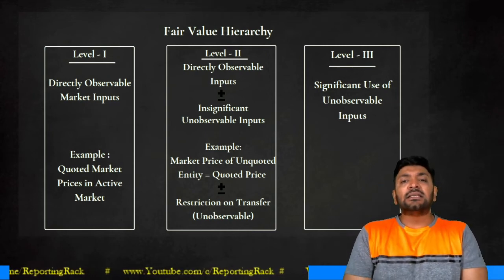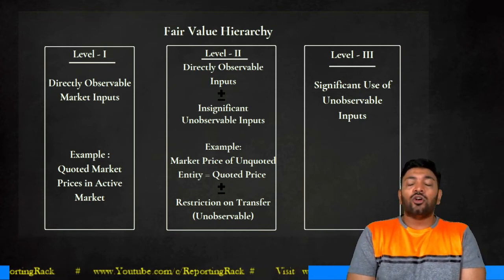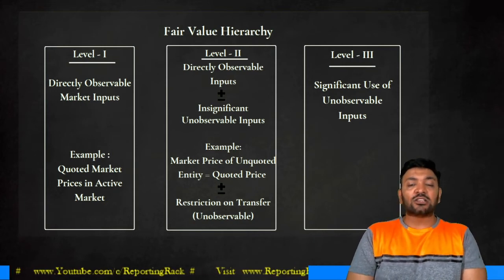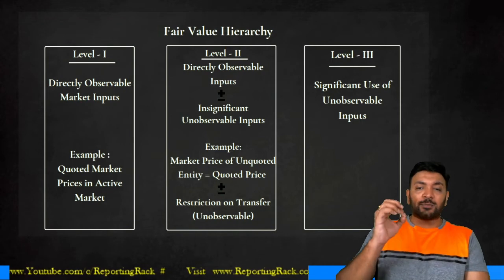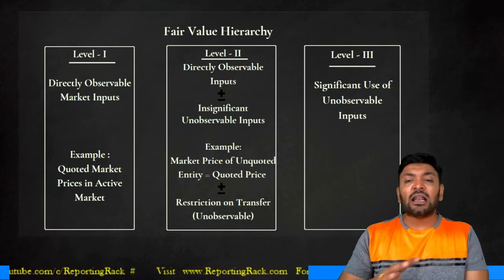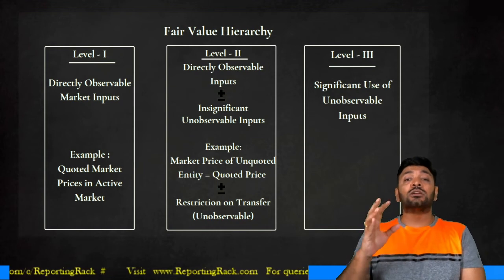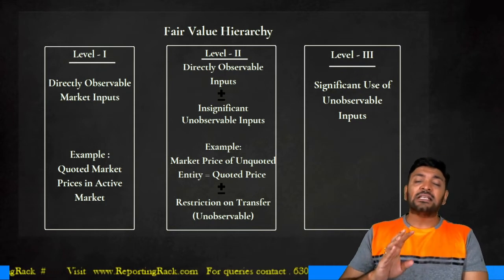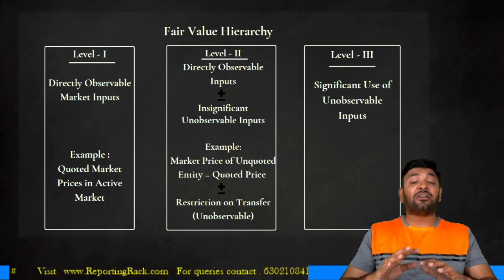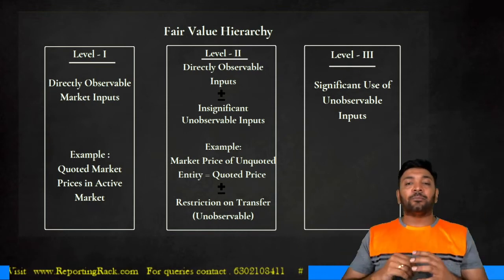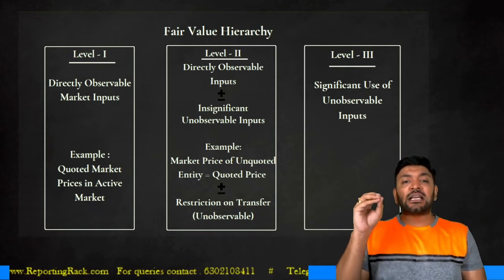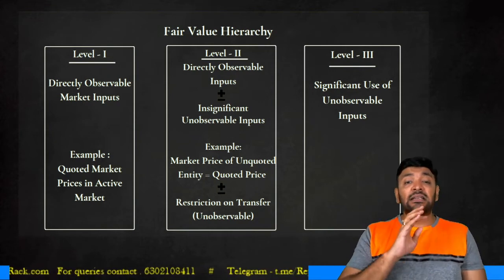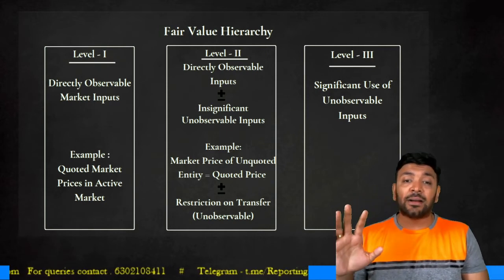What is level 3? Significant use of unobservable inputs. Don't even ask me. There is no quoted market price available. No similar company is already having a quoted market. I am into a specialized segment where quoted market prices are not existing. Therefore, I significantly use a lot of unobservable inputs. Even if I've started with a quoted market price, I applied certain adjustments which are not insignificant. They're very significant. Very significant adjustments have been done to directly observable market inputs. And in such cases, since significant changes have occurred, I have to categorize them as level 3.